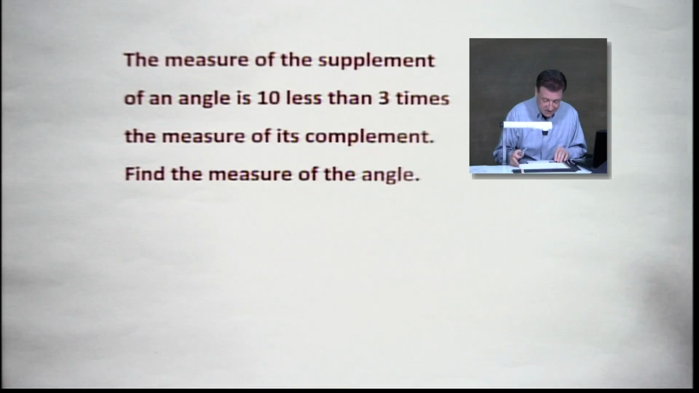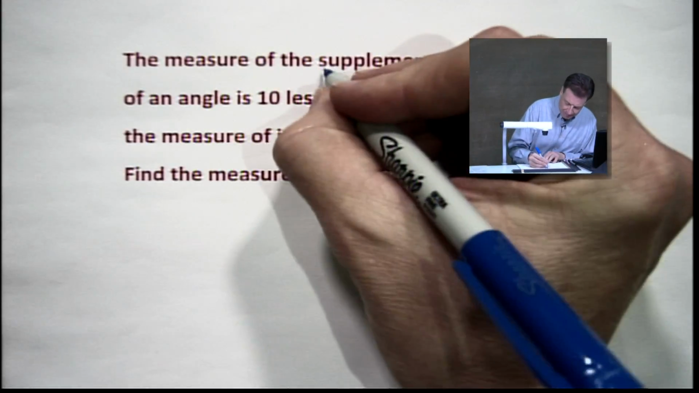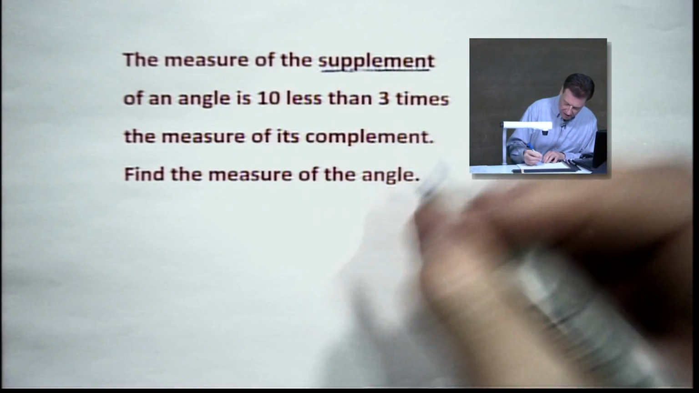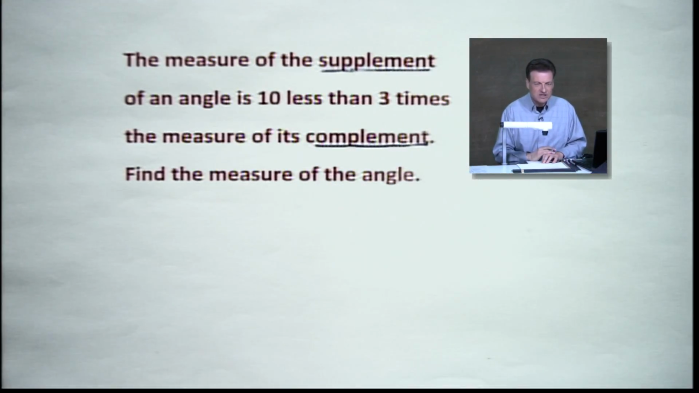The measure of the supplement of an angle is, whoo, words. Lots of words. Is 10 less than 3 times the measure of its complement. But we know what those words mean. Supplement. Oh, important word. Complement. You guys are good students, right? And of course, we know what the angle is. We're looking for what the measure of an angle is. So there's 3 things we don't know here, my friends. We don't know the angle, we don't know its complement, and we don't know its supplement. Now, if we knew one of those, we could find the others just boom, boom, boom with arithmetic. It'd be very easy. But what we got to do here is do a little bit of algebra.